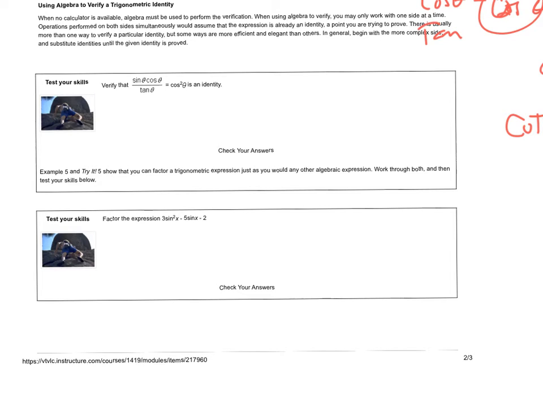process. Notice how I only worked on one side. I didn't multiply across the equal sign. I didn't add or subtract across the equal sign. That's an equation, not an identity. We're trying to show that one side equals the other.